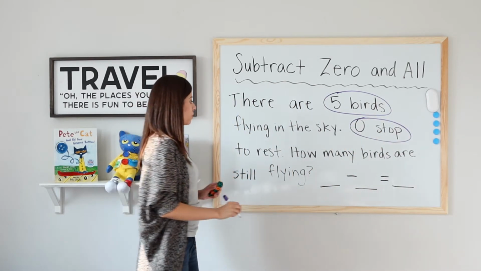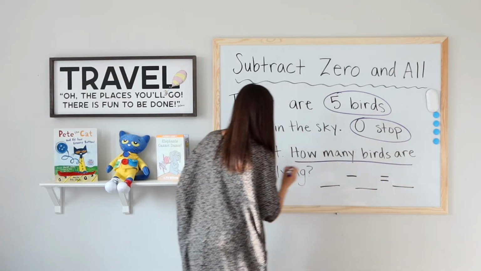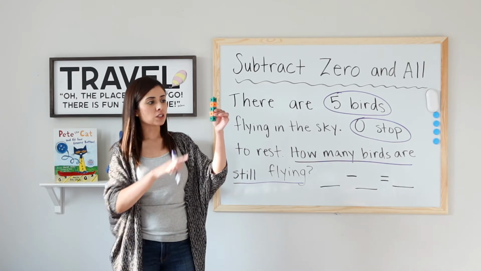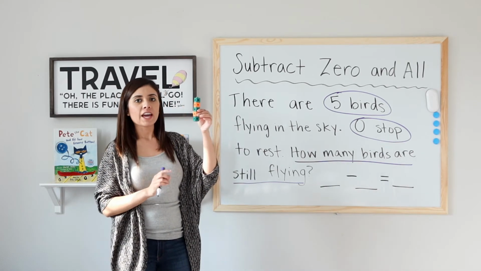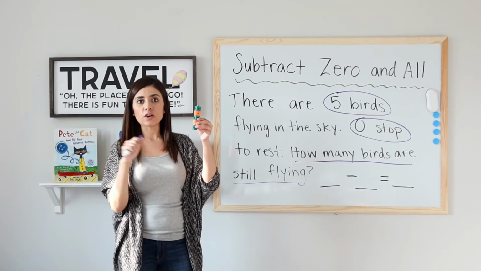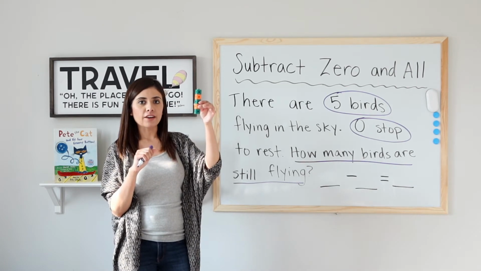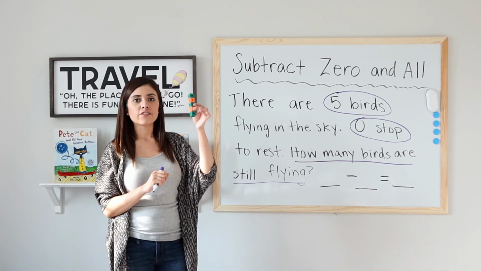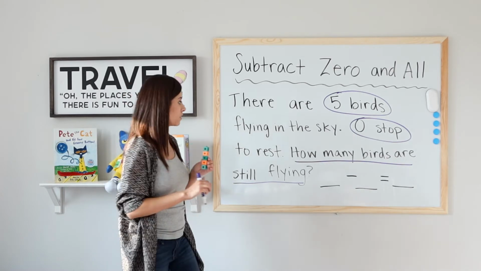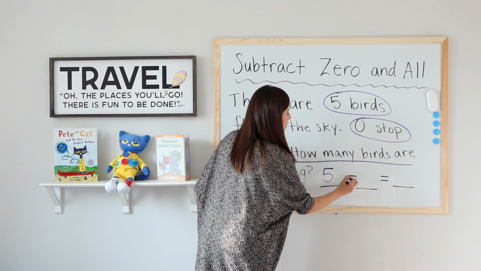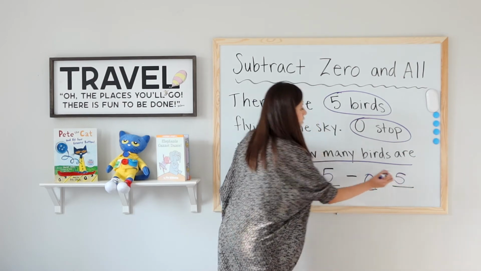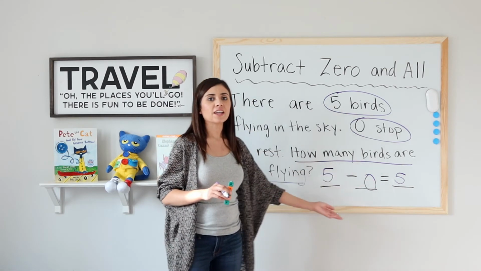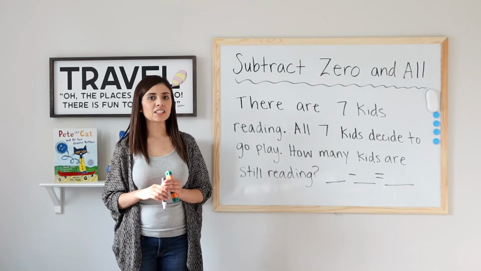I want to know how many birds are still flying. So, if I have 5 birds, 1, 2, 3, 4, 5, and I take away 0, I don't take any away, right? How many do I still have? 1, 2, 3, 4, 5. I still have 5. 5 take away 0 equals 5. 5 minus 0 equals 5. Very good. A number minus 0 equals that number.